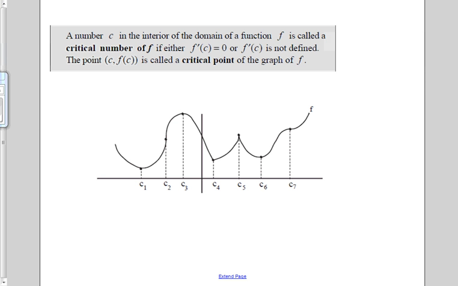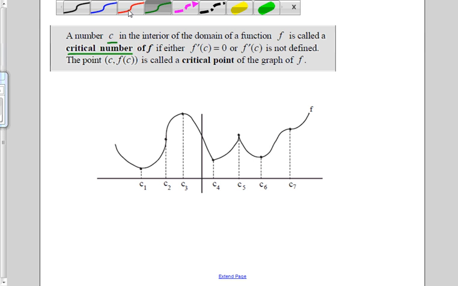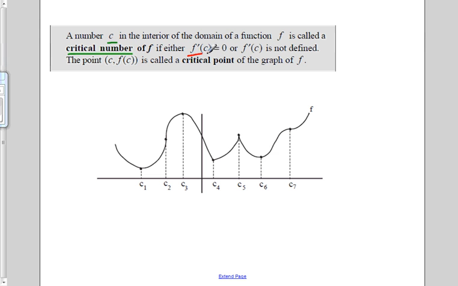This is something that we've defined before, but just looking at it again, we're talking about a critical number. A critical number we call c. It's in the domain of the function, and the key thing is that a critical number occurs either when the derivative is 0 or if the derivative is undefined.